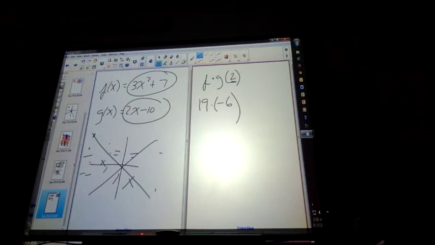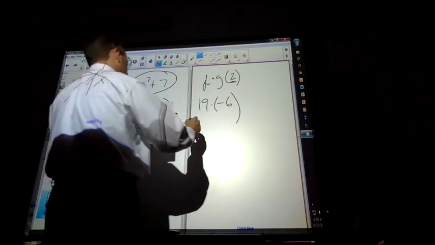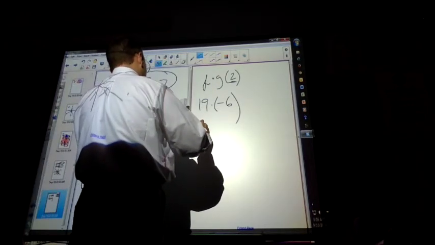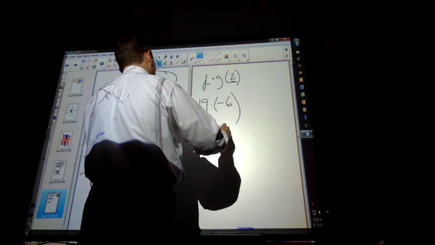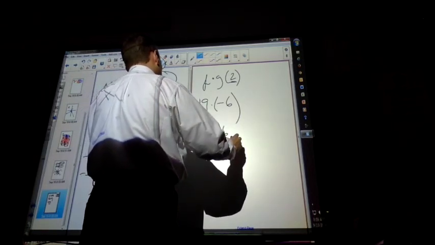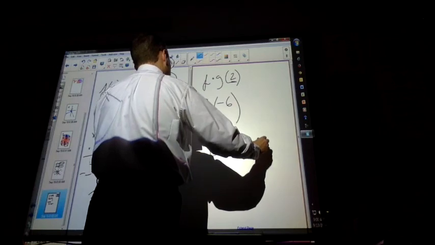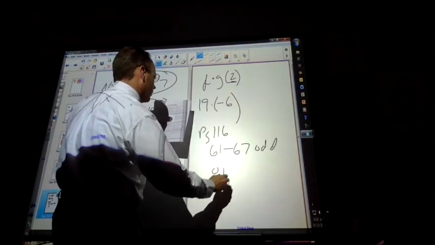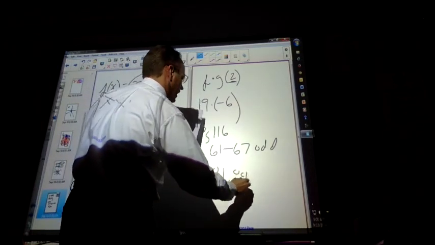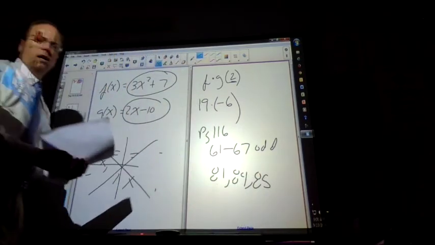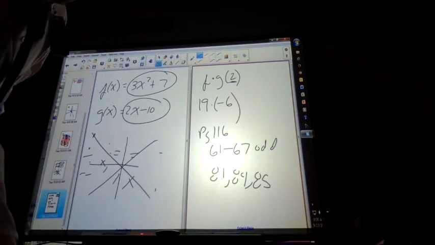Here is your assignment. You should be able to play with this. Today's Wednesday, don't lie, right? Page 116, 61 through 67, odd. 81 through 85, or 81, 84, and 85. And if you don't get that, it'll be on my spot.